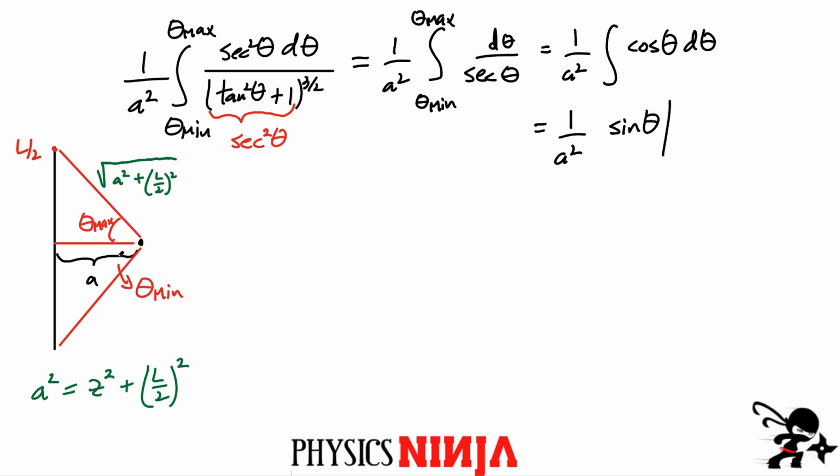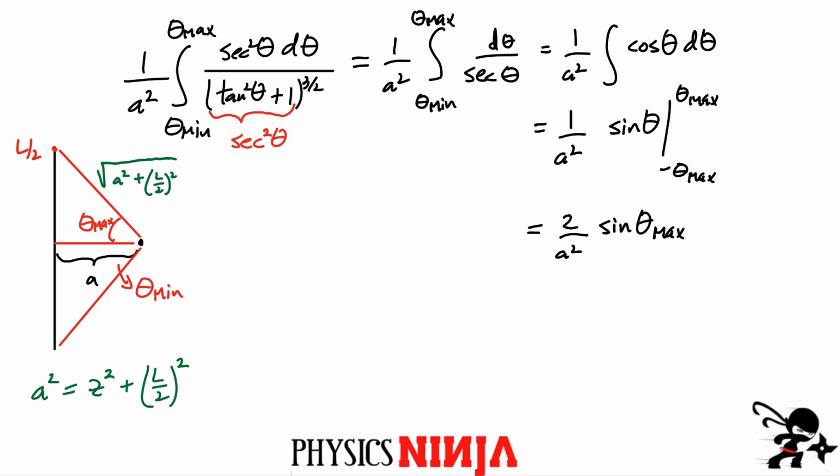Actually, you can see from symmetry that the angles are the same, just one of them is negative. So this is really negative theta max all the way to theta max. Using some of the properties of the sine function, you can see right away you're simply going to get 2 over a squared times sine of theta max. So this was only this integral.